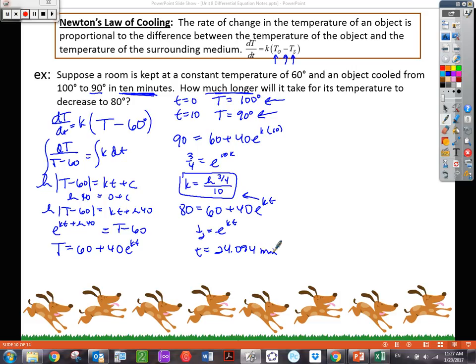Now, some may say, oh, okay, I'm done. It's 24.094 minutes. But we need to make sure that's what they asked us. They said, how much longer will it take? So they're not talking about from the initial time. They're talking about it's already been 10 minutes. How much longer is it going to take for the temperature to decrease to 80 degrees? So that means I have to subtract 10 from this time. And my actual answer is going to be 14.094 minutes longer.